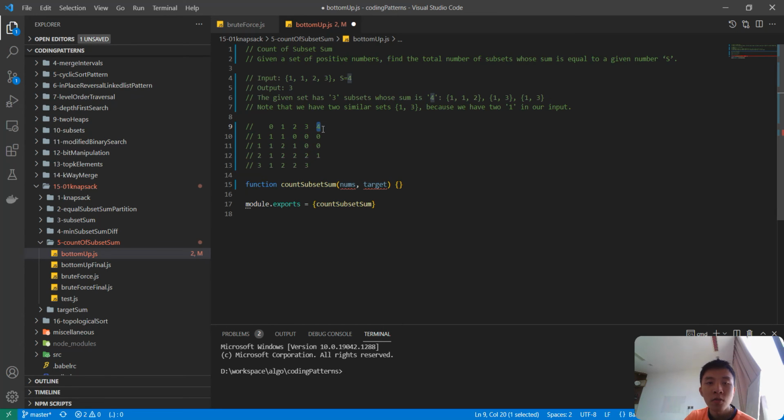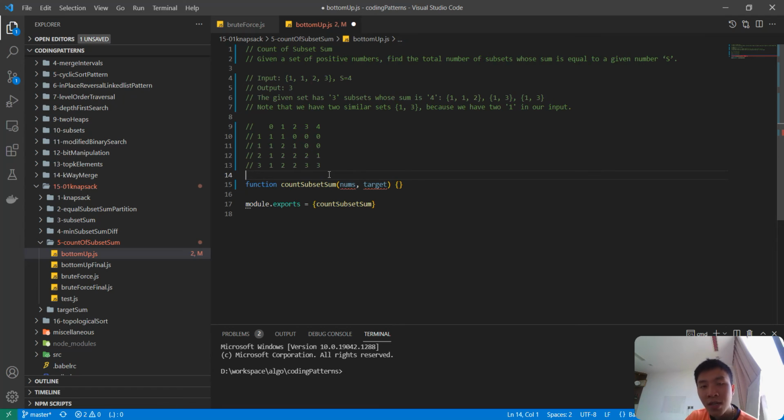4. Target sum is 4. I have 2 choices. If I skip 3 here, there will be one subset, right? But if I take 3, I will take out 3 from the target sum 4, left with 1, right? So it will be here. Target sum is 1, but not including 3. So it will be here 2. So combining two cases, 2 plus 1 is 3.